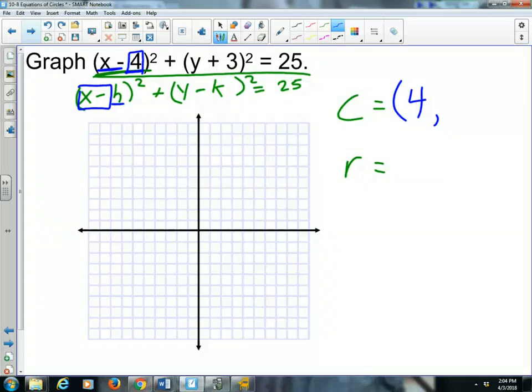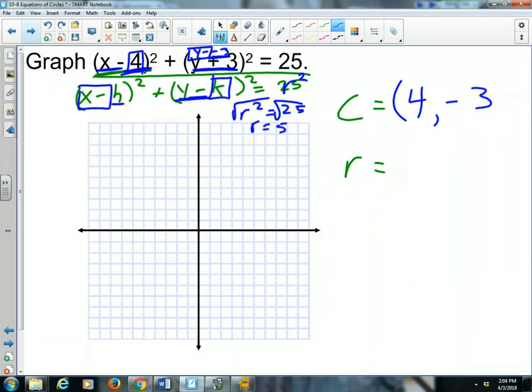Same thing here. I could rewrite this as y minus a negative 3. That's the same thing as y plus 3. And y minus k is part of my equation, where k is the y-coordinate of the center. So this negative 3 is the y-coordinate of the center. Again, it's kind of like taking the opposite. We see x minus 4, so a positive 4 is the x-coordinate. We see y plus 3, so a negative 3 is the y-coordinate of the center, or my k value. And that equals r squared, and r squared is 25. So if r squared equals 25, what's my radius? Square root both sides, and r equals 5.